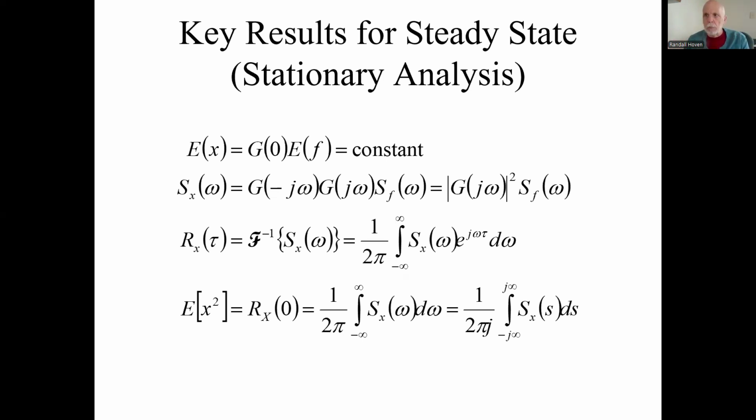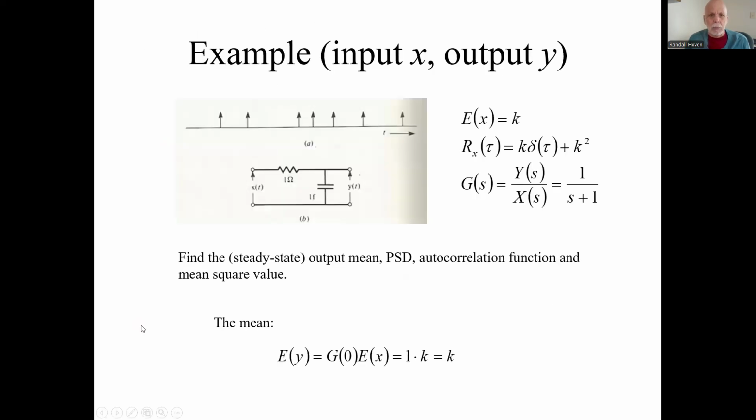And it turns out the output is also wide sense stationary. And we have these ways to compute various characteristics of the output signal. The mean, the power spectral density, autocorrelation function, mean squared. So we'll take these, put these in our hip pocket. It's kind of a formula sheet. And now I'll do an example.